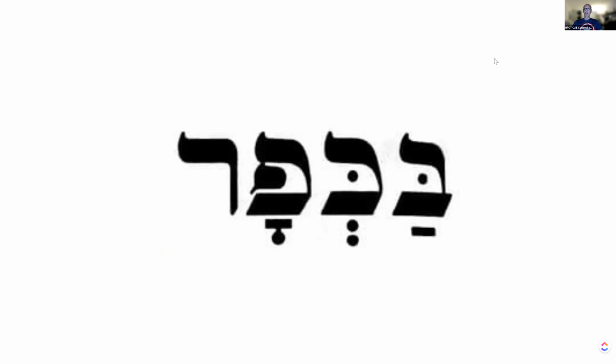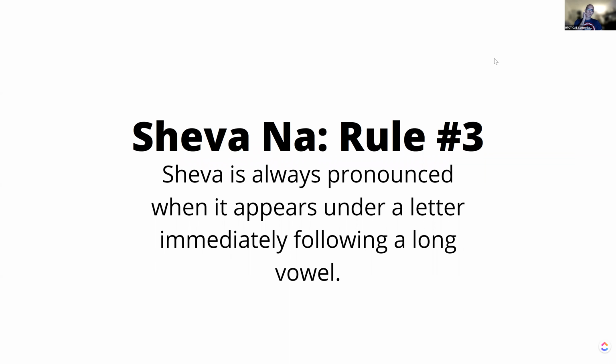Good. All right, we're going to move on to the next rule. Rule number 3: Schwa is always pronounced when it appears under a letter immediately following a long vowel. Now I already can hear the thinking. I can hear what's going on in your heads.